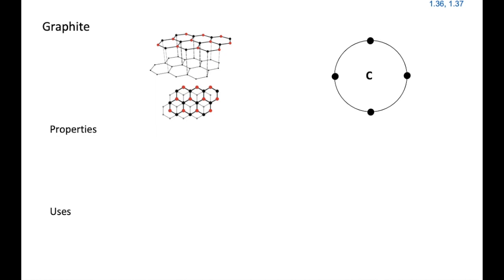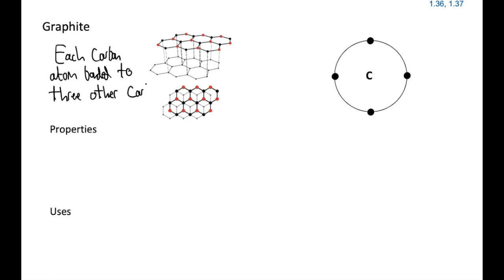The next giant covalent structure we're going to look at is something called graphite. Graphite is similar to diamond in some ways and is different in others. The first thing to say about graphite is that each carbon atom is bonded covalently to only 3 other carbon atoms.